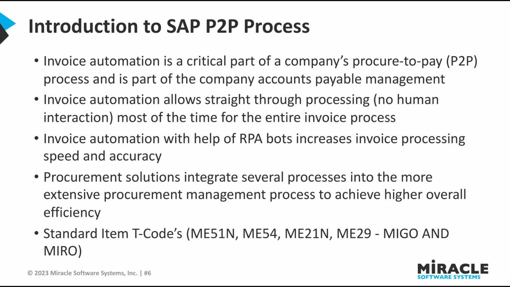Coming to standard item, the T codes are ME51, that is PR creation, ME54, that is PR release, ME21, that is PO creation, ME29, that is PO release, and MIGO. These are the 6 T codes involved in the standard item.